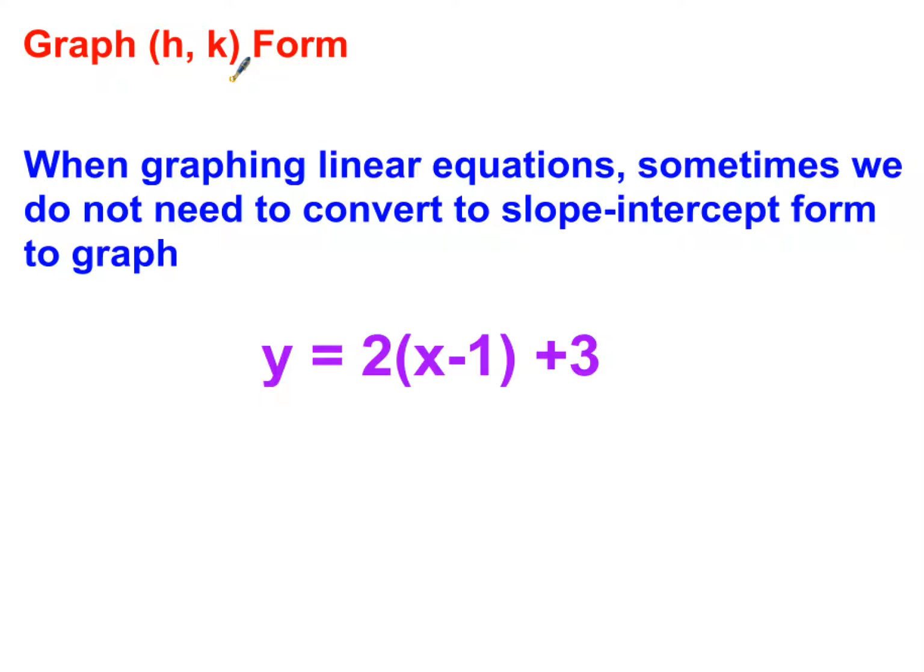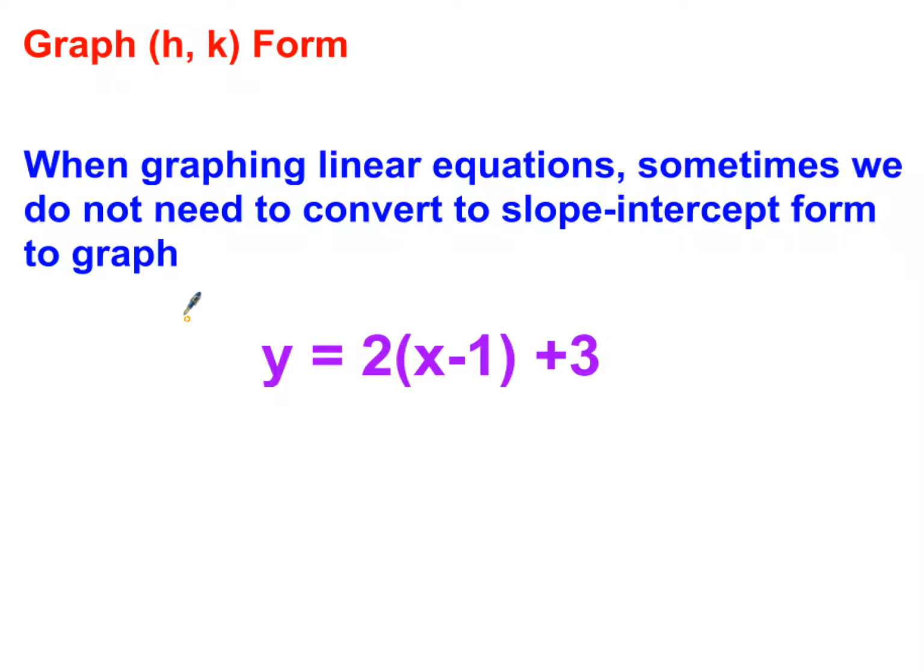Because sometimes we just don't need to convert to slope-intercept form if we don't have to. The reason this works out for us is that our y-intercept might be a fraction, so we won't have a very accurate graph, and it makes it very difficult. This is when it makes it a little bit easier to graph, and we'll look at examples of that. For example, this equation right here: y equals 2 times x minus 1 plus 3.